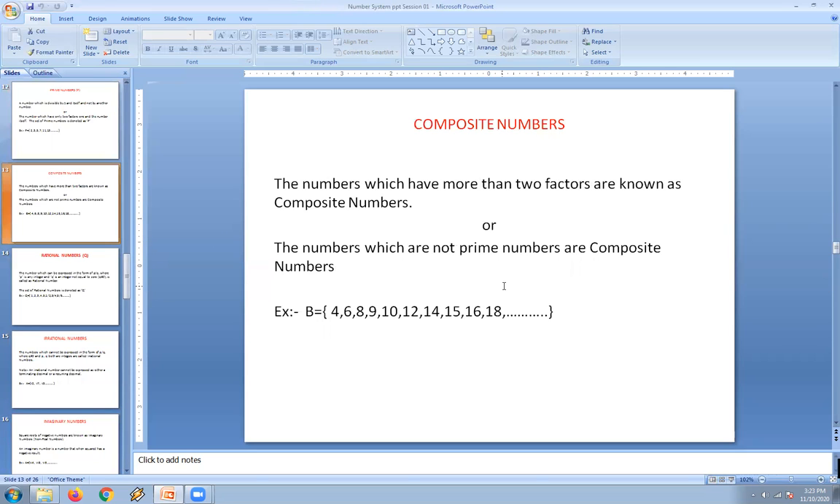And the next is called a composite number. The numbers which have more than two factors are called composite numbers. Or those numbers which are not prime numbers. All those numbers which are not prime numbers are called composite numbers. So they are 4, 6, 8, 9, 10, 12. They are called composite numbers.